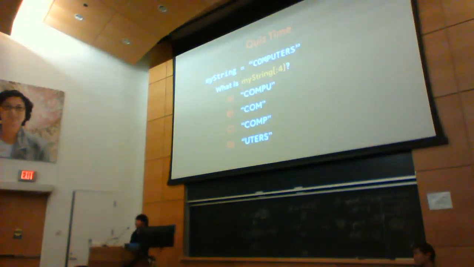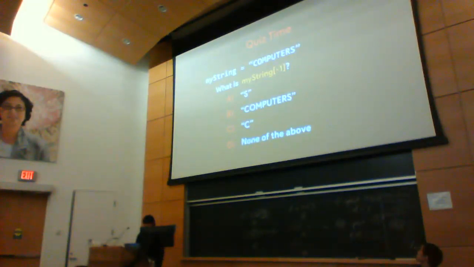All right, who says A? Who says B? Who says C? And who says D? All right, so the correct answer was C. Because we're indexing it from 0 to the index 3. So 0, 1, 2, 3, we get "comma."